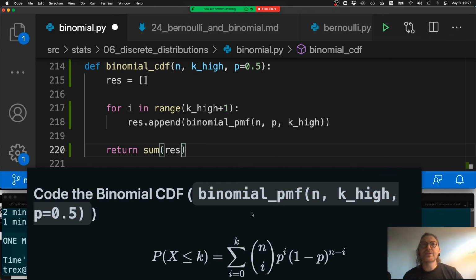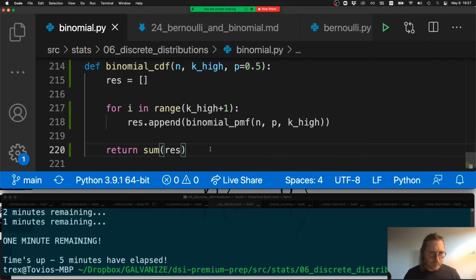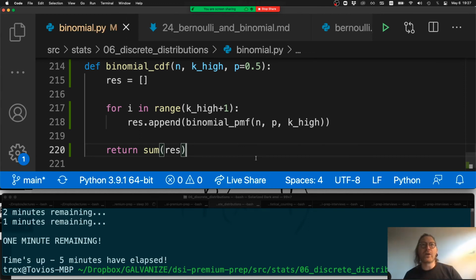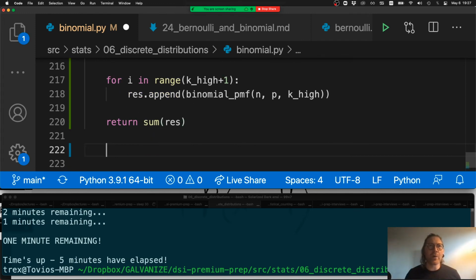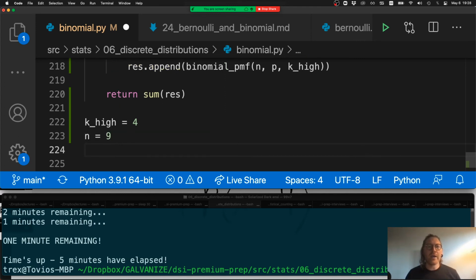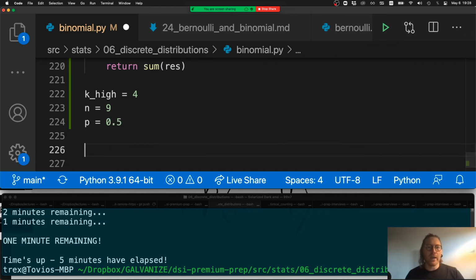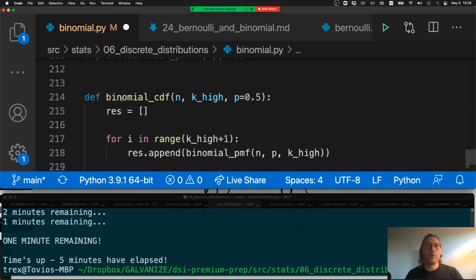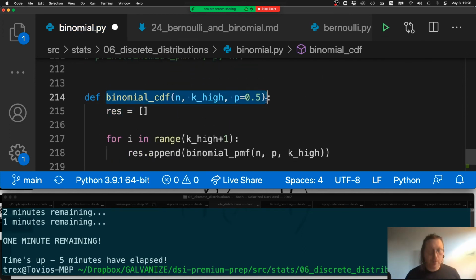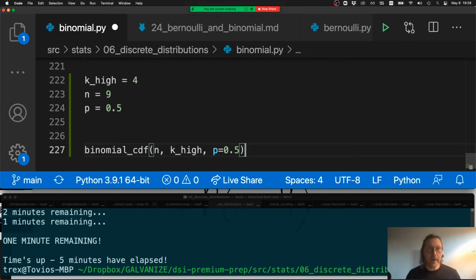That's all that is. And if we run this, we can answer that prior question: flipping a fair coin 9 times, what is the probability that there will be 4 or fewer heads? Let's find out. So this is a k of 4, that's our k high. Our n is 9, and we're flipping a fair coin, so our probability is 0.5. And we can go ahead and call the binomial CDF with those arguments passed in.